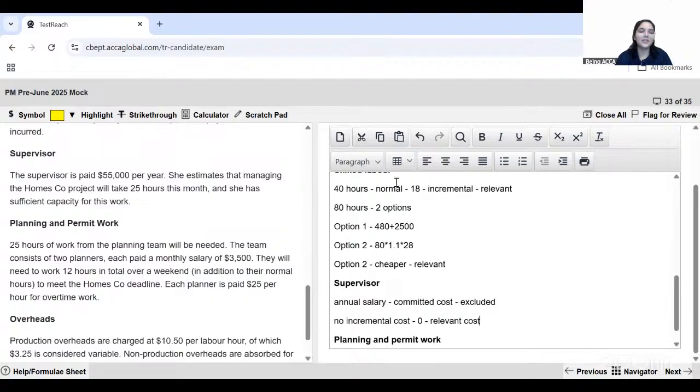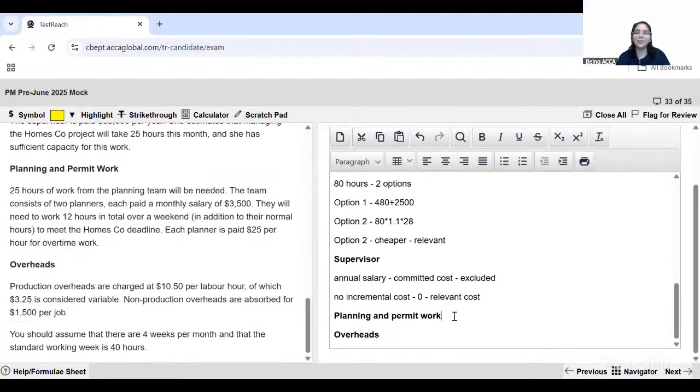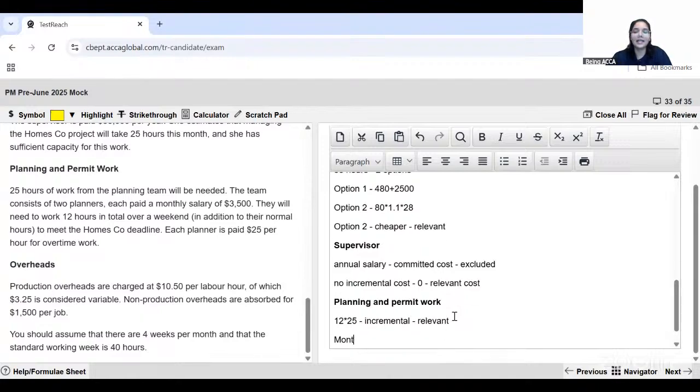Then you talk about the next item, which was about the planning and permit work. So with respect to this, we know that a total of 12 hours extra was needed at the rate of 25. So 12 hours paid at the rate of 25. This is something incremental that we spend on the project, hence considered relevant. And whatever is their monthly salary, that was a part of their committed costs, which we had to pay even if we take up the project or we do not. So this was a committed cost, hence we have excluded this particular cost.